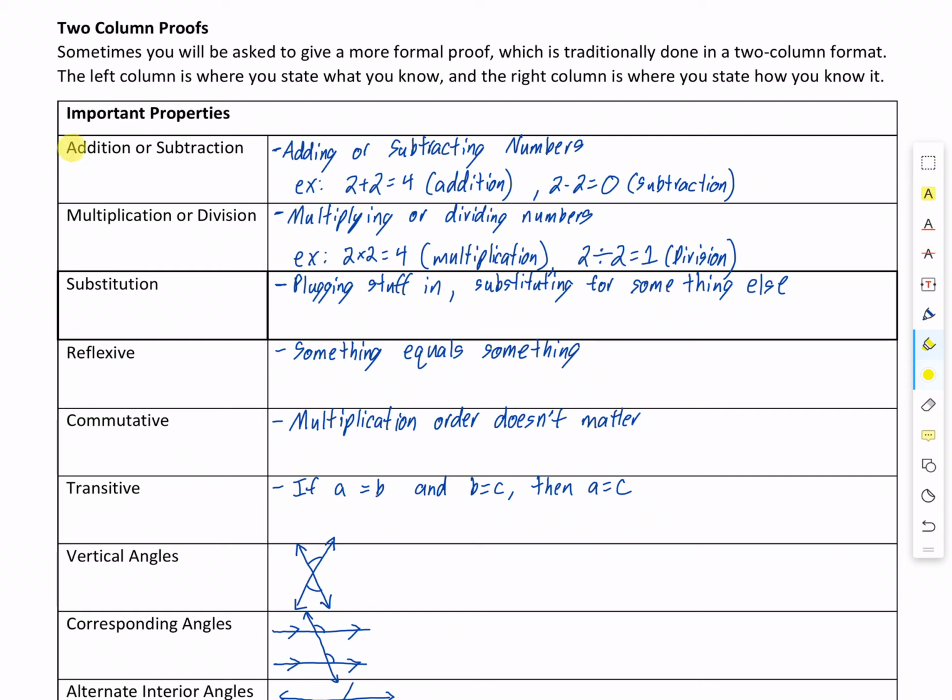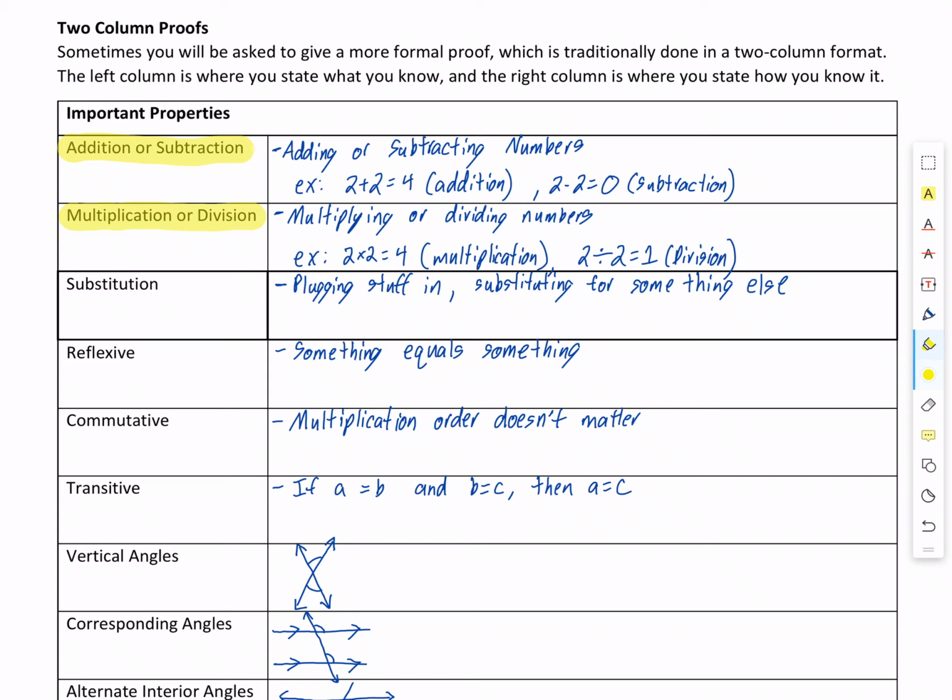In important properties, addition or subtraction. I'm comfortable that you guys have been doing that stuff for a while now. So like 2 plus 2, or x plus x. Multiplication and division, same sort of thing. We're multiplying or dividing numbers, so like 2 times 2 or 2 divided by 2, so on and so forth.